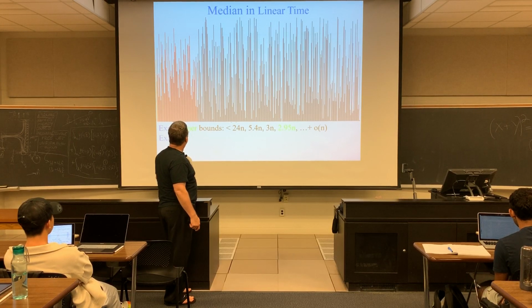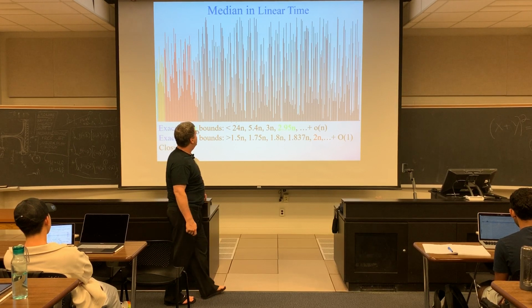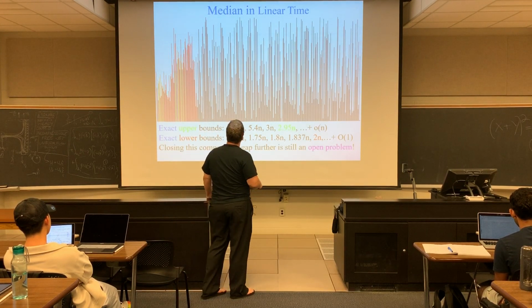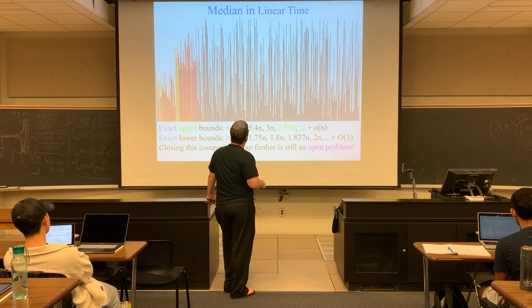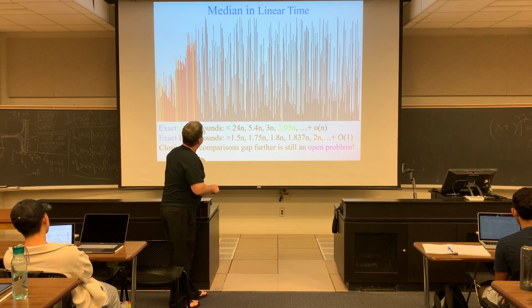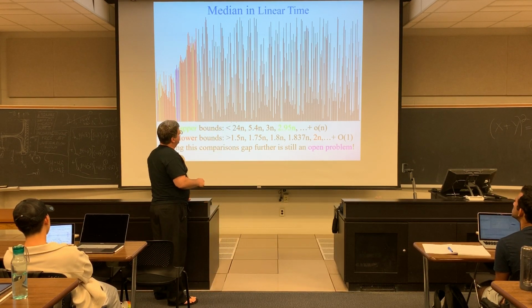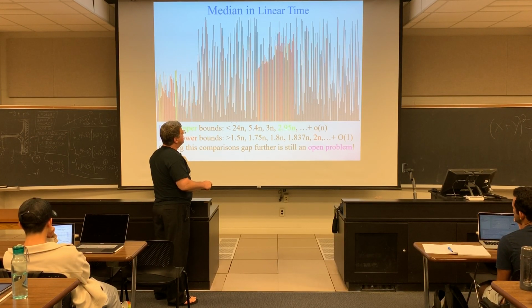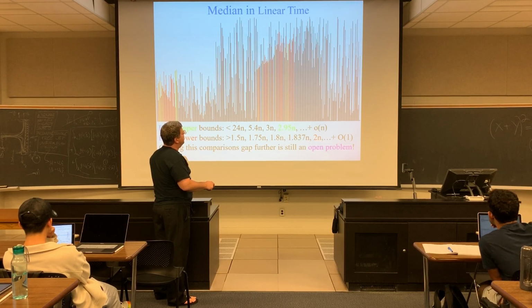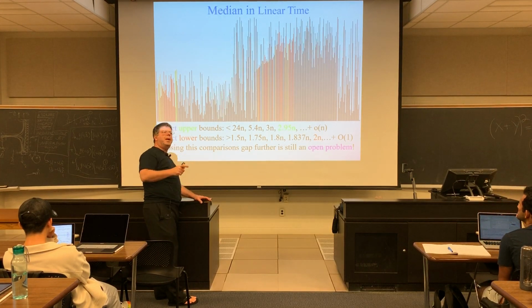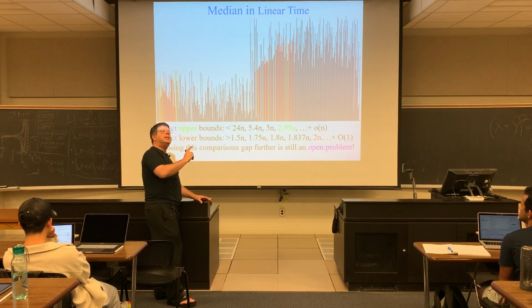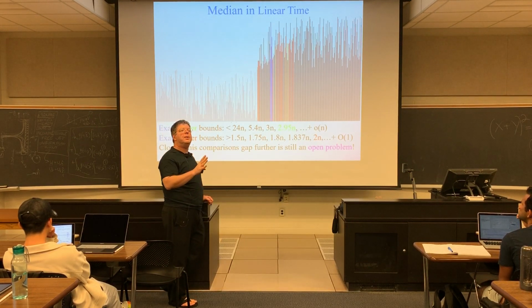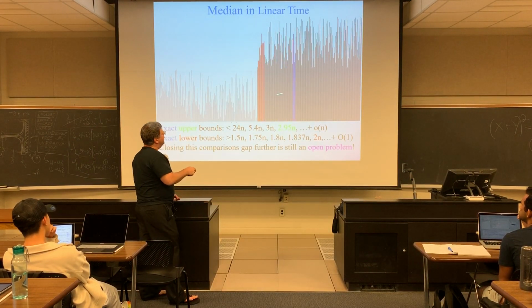Now, let me say a few words about the exact upper bounds and lower bounds on these constants. At first, somebody showed that the upper bound is less than 24n. And then somebody showed 5.4n, and so on. Eventually, somebody showed less than 3n, 2.95n, on the exact number of comparisons. This is now the exact number of comparisons. This is not the running time. This is the exact number of comparisons absolutely necessary to find the median.